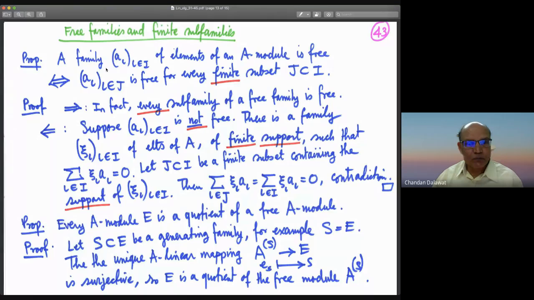Here is a small proposition which says that if I'm given a family of elements of an A module, this family is free if and only if every finite subfamily is free. This comes from the fact that, in the direct sum of a family of modules, each element has only finitely many components which are different from 0. So basically that's what it amounts to.